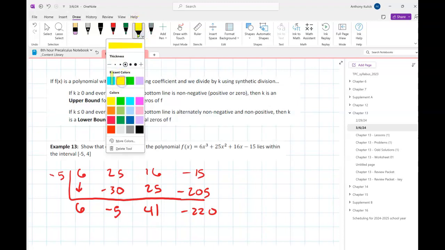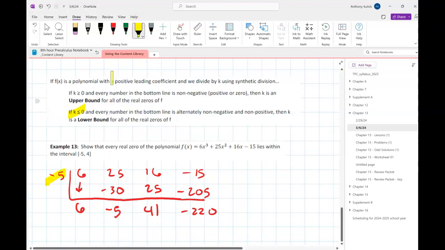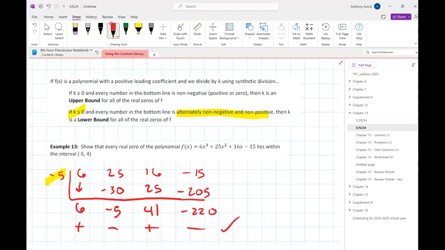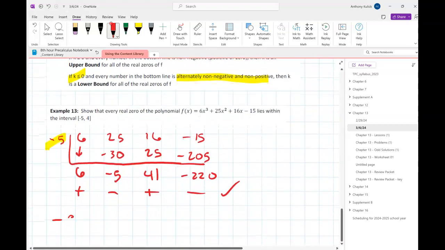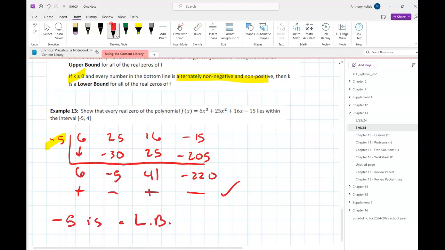So if I look, this is k less than 0. So I need alternating between non-positive and non-negative. I see that -5 is a lower bound. So none of my zeros could be less than -5. So if I went back to my possible rational zeros, I could eliminate all the zeros that were less than -5. Those couldn't be actual zeros, right? All my possibilities. And then we'll do a synthetic division with 4.